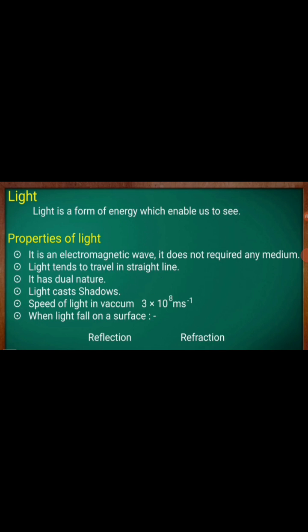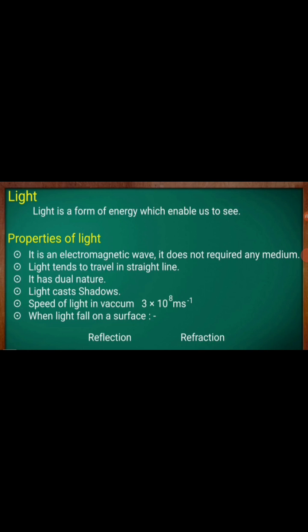Light casts shadow. If you think of any light source, like a candle, just observe the candle, children. When you light up the candle, just opposite to that candle, you can observe the shadow of the candle, isn't it? So that means light sources will cast shadows. Speed of light in vacuum is 3 into 10 to the power 8 meter per second. Even this value is applicable for the speed of light in air.